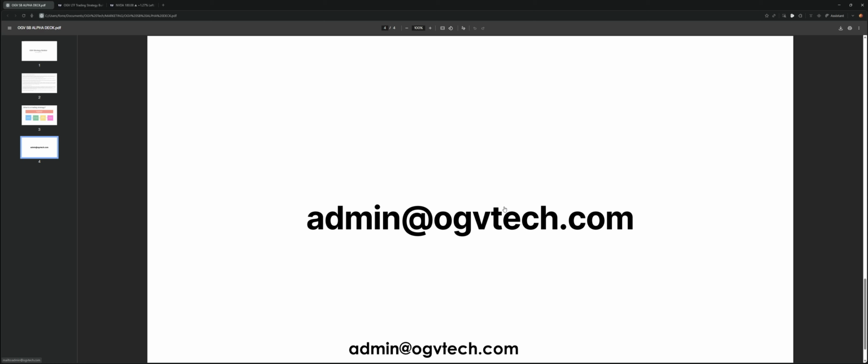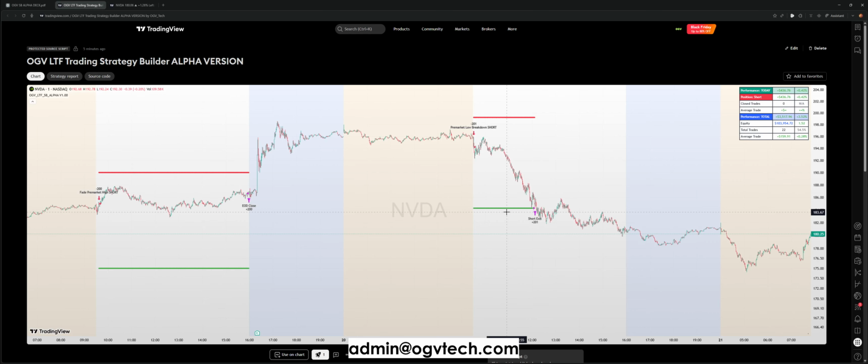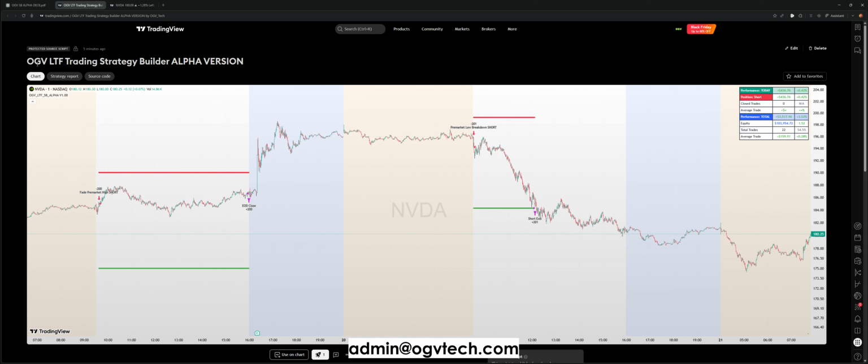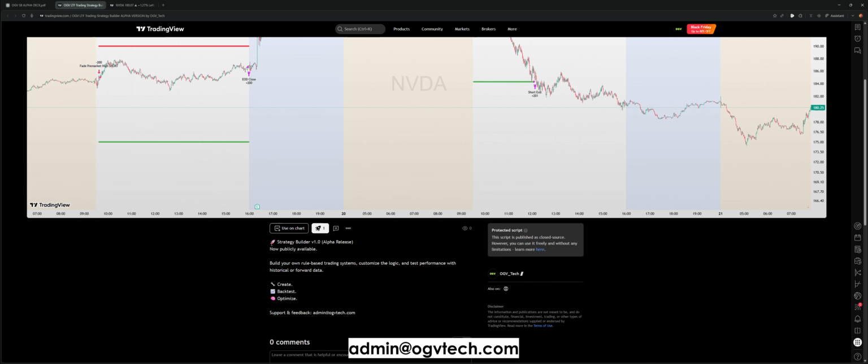And now with that, let me show you how to get access to the tool. So you should have this link. If you want to find us, our username is OGV_tech. And on there, we have this OGV LTF, meaning lower time frame trading strategy builder, the alpha version. And this is the version 1.0 that we're releasing to the public.